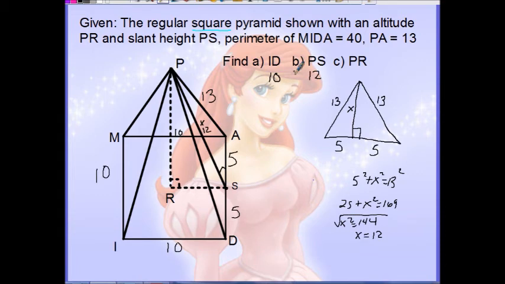Last but not least, we want to find out what PR is. So I'm going to call that y. Y goes from the top, and it's going to hit the dead center of our base. Now, if it's hitting the dead center, it's going to go all the way down, halfway up, and halfway over. So our S is also going to be 5. That always happens with a pyramid. It always hits in the middle or the halfway point for all of the distances.